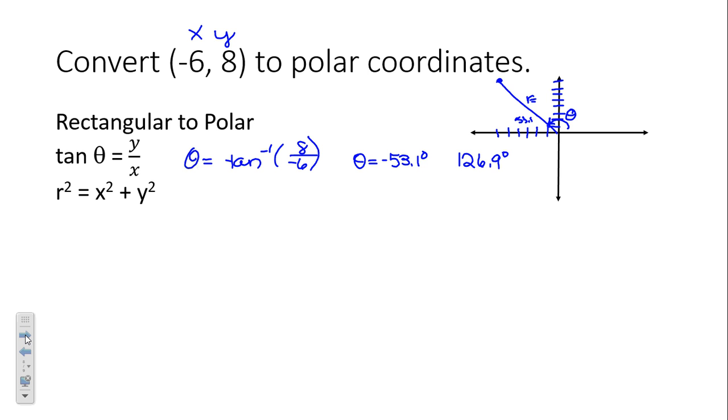Anybody find it in radians? Calculator was in degree mode. In radians, it would be 0.93. Okay, so if you have that, or 0.93 radians, we're halfway there. But the 0.93 radians also has to be converted. So we would take 3.14 radians minus 0.93, and we get 2.21.